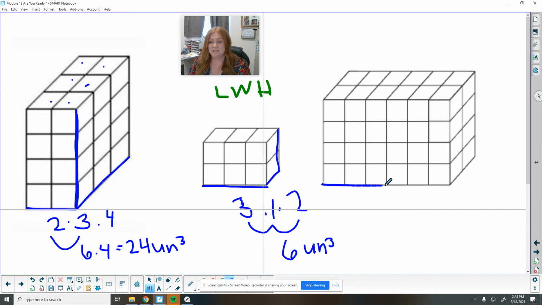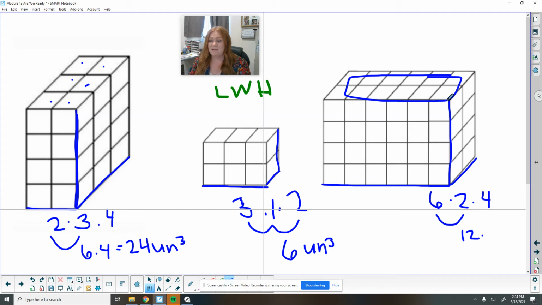So our length, there's 3, 4, 5, 6. Width is 2. Height, 1, 2, 3, 4. 6 times 2 is 12. So on one layer, right, we can see right here we have 12. And we have 4 levels of that. 12 times 4 is 48 units squared.